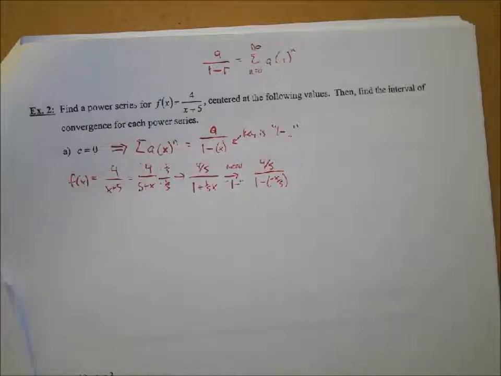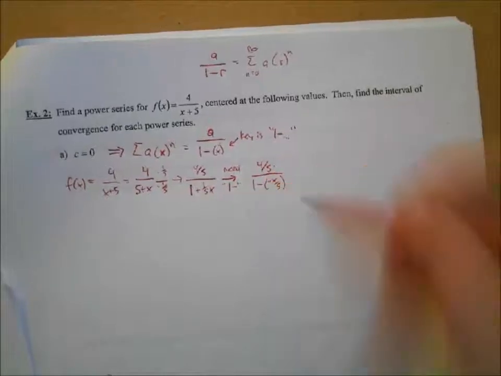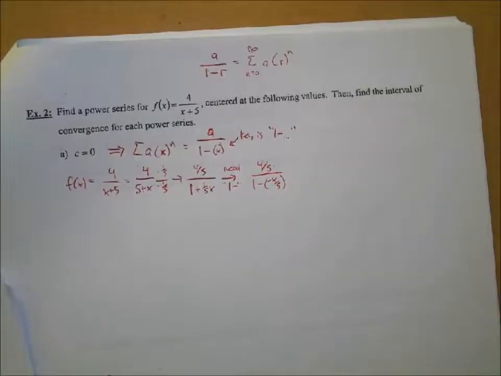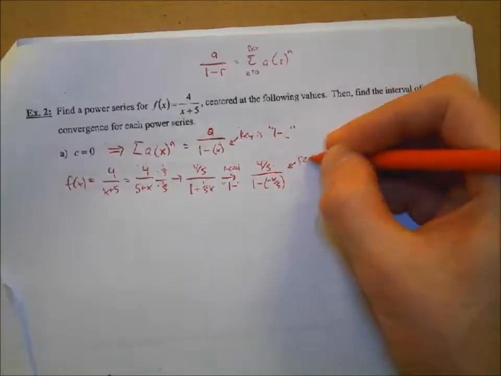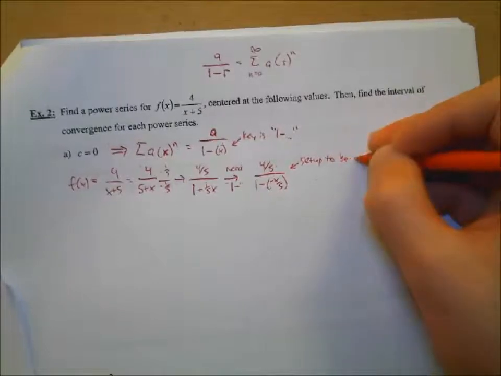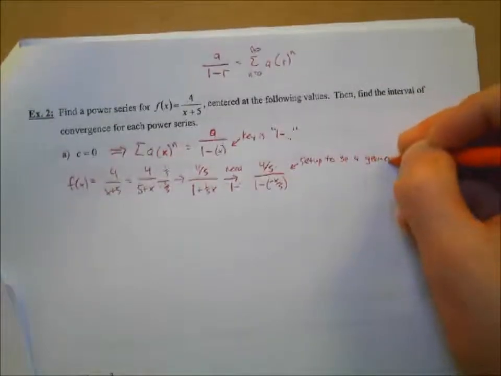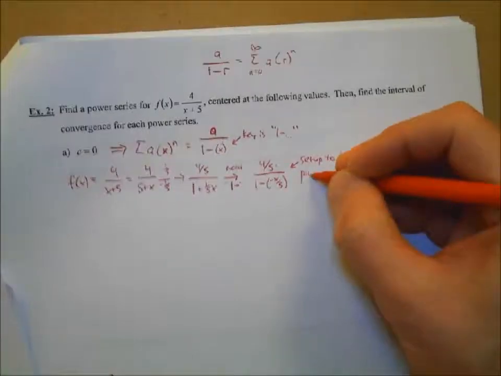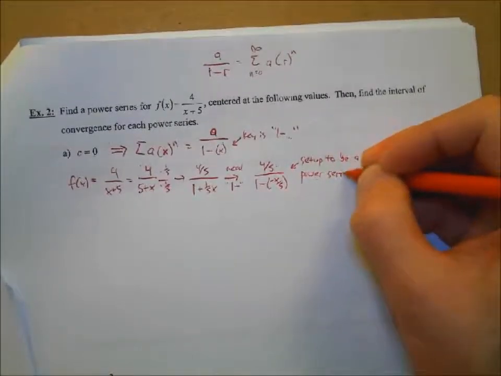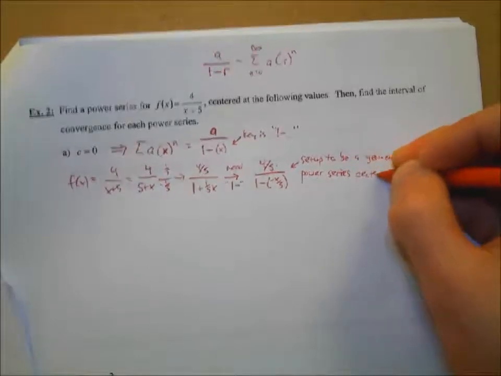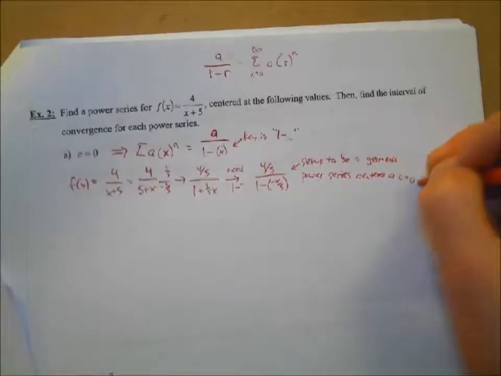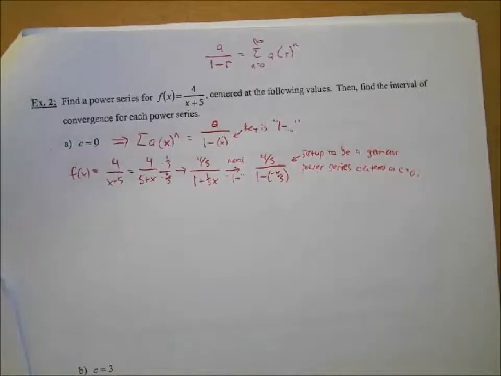We are in the right format. We've got our a over 1 minus and then stuff with x there, okay? So this is the setup to be a geometric power series centered at c equals 0. If we wanted to be centered elsewhere, we would have additional work to do. But we're just centered at 0, so we're good to go. Like the next one, foreshadowing.